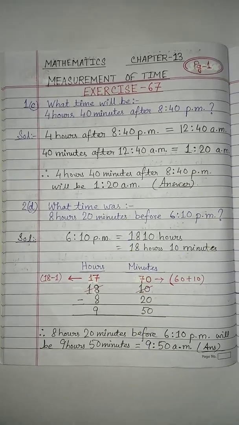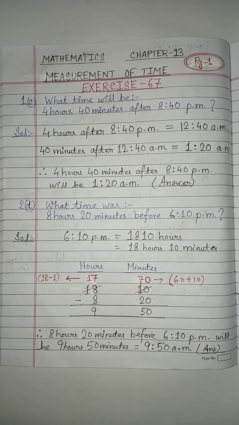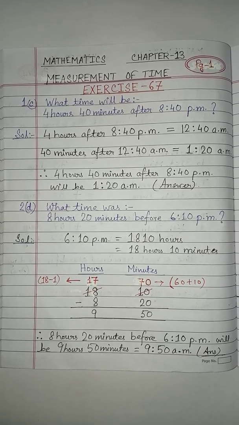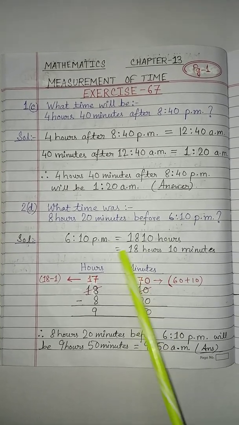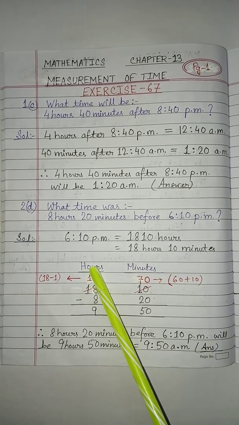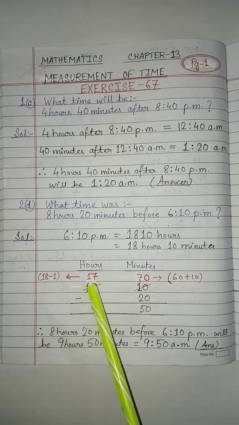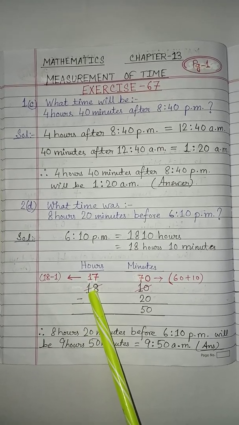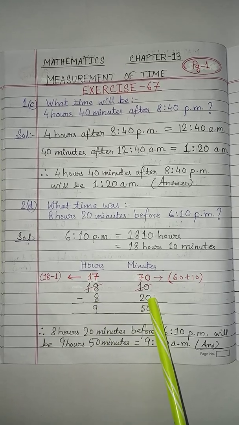Children, you have already learnt subtraction of time in our previous videos. So following the same rule, I have made the subtraction here also. As you can see, two different units have been used, hours and minutes. So I have made two different columns, one for hours, one for minutes. Then I have arranged the numbers under the units. 18 hours 10 minutes minus 8 hours 20 minutes.